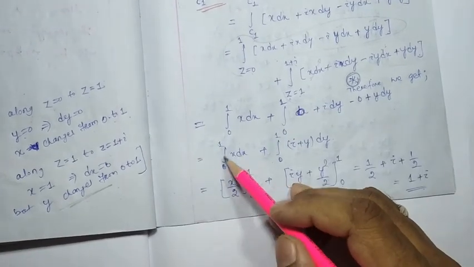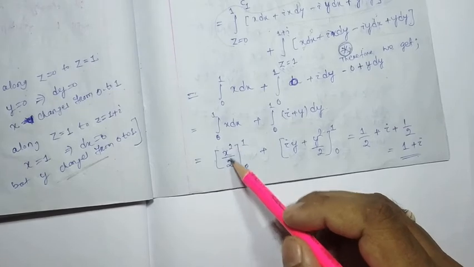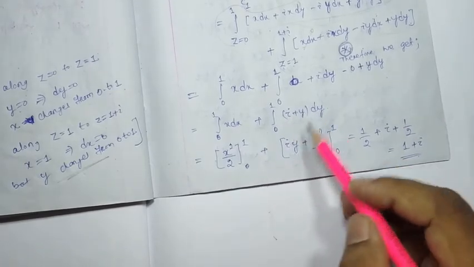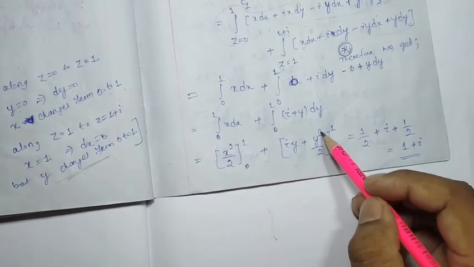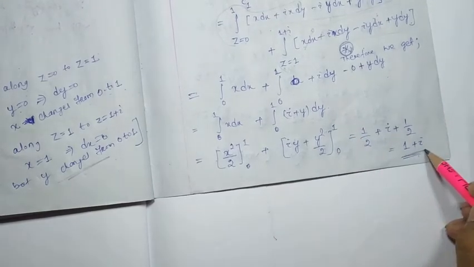So 0 to 1 x dx will be integration. If we do x squared by 2, 0 to 1, this integration will be i times y plus y squared by 2, 0 to 1. Just put the limit, and we are going to get 1 plus i.